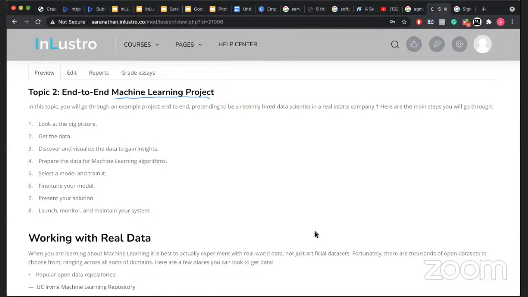In this topic, you look at a project end-to-end and pretend that you're a recently hired data scientist in a real estate company. Some of the major things you'll go through are looking at the bigger picture, getting the data, discovering and visualizing the data to gain insights, preparing the data for machine learning algorithms, selecting a model and training it, fine-tuning the model, presenting the solution, and launching, monitoring, and maintaining the system.